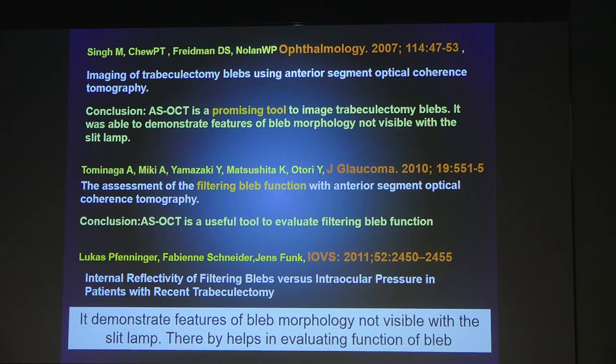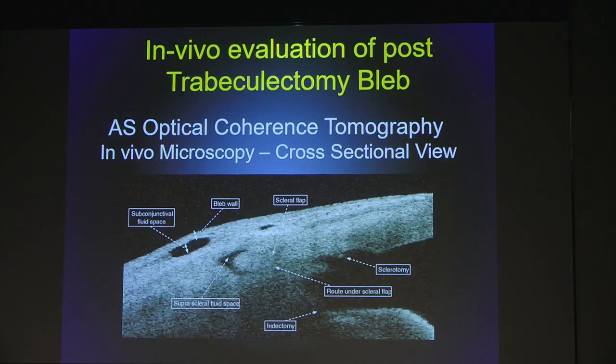Now we know that the anterior segment OCT is a promising tool to image the trabeculectomy blebs. And it can demonstrate the features of bleb morphology which are not visible with the simple slit lamp. So these features of bleb morphology, which are not visible on the slit lamp and visible with the OCT, can help us in evaluating the functionality of the bleb in the very, very early post-op period.